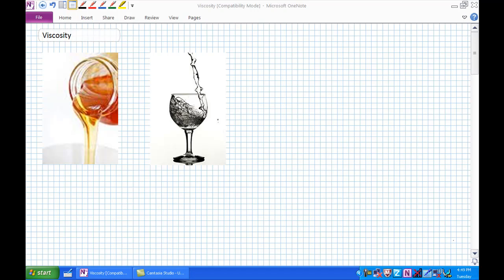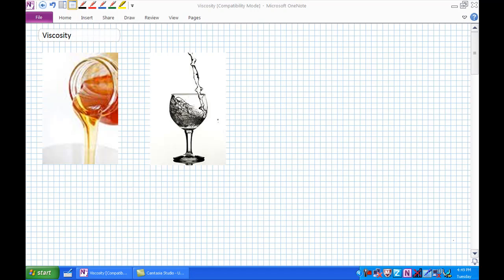Today we're going to have a discussion about a very important fluid property known as viscosity. Sounds very similar to velocity, but it's something totally different. Viscosity is basically a measurement of the resistance to flow against an established standard.